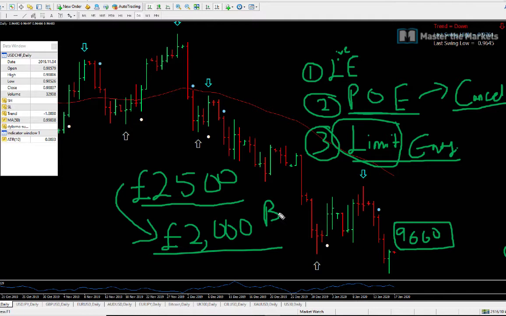If you are a buyer, a cheaper price is a better price. So when I say buy limit, it's got to be lower than 96.48 at the moment. Something lower than that, because as a buyer, I always want to be buying cheap. So 96.10 would be a buy limit price. Anything lower than the current live price.